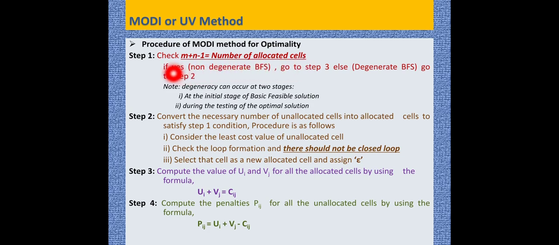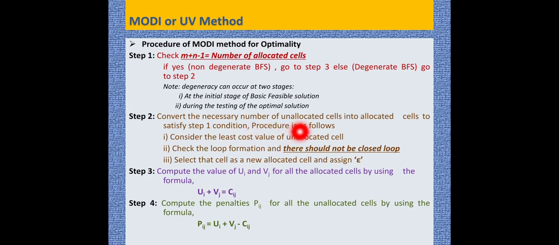Step 1, check whether m plus n minus 1 is equal to the number of allocated cells. If yes, it is a non-degenerate basic feasible solution, go to step 3. Else it is a degenerate basic feasible solution, go to step 2. So if it is a non-degenerate basic feasible solution, we need to come to step 3. If it is a degenerate basic feasible solution, we need to come to step 2. So let us check step 2.